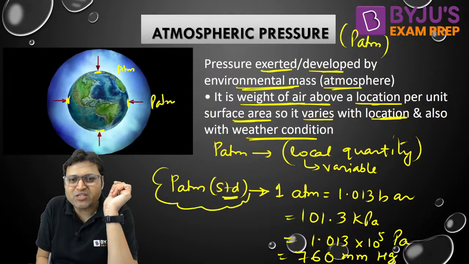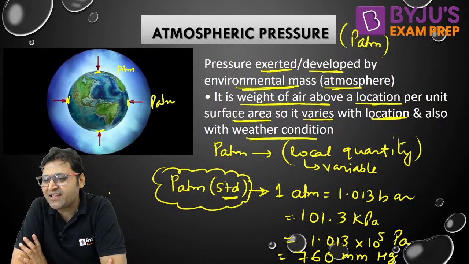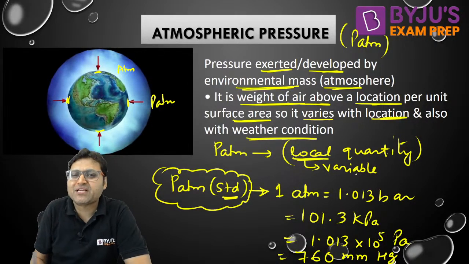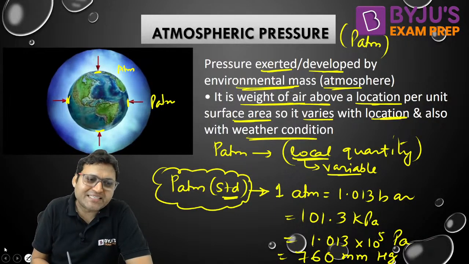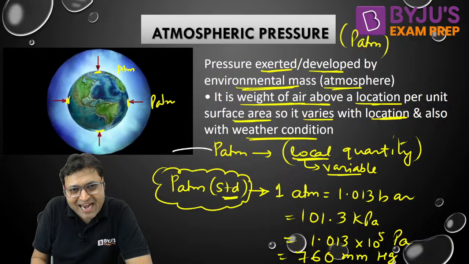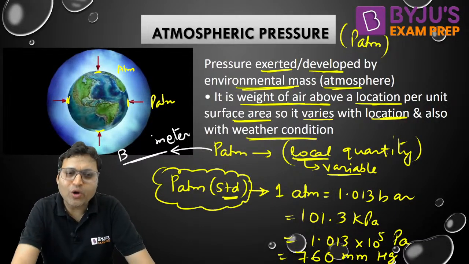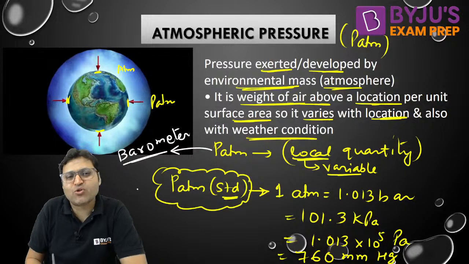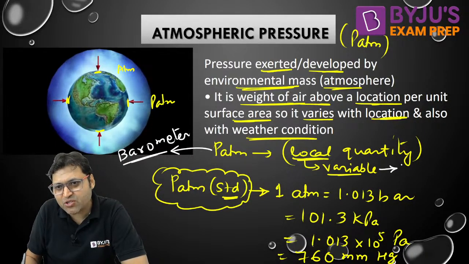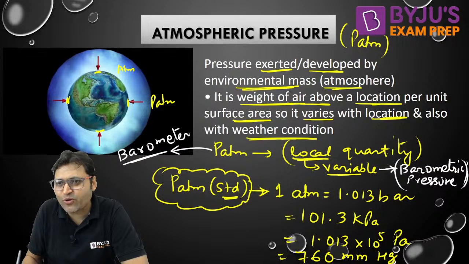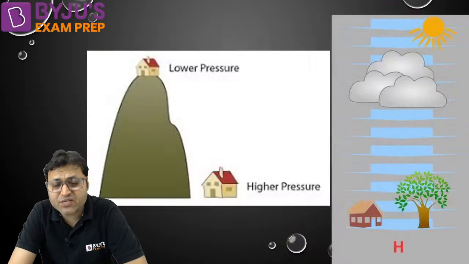That is the standard atmospheric pressure, but we are not interested in the standard atmospheric pressure. We are always interested in the local or variable atmospheric pressure, which changes with the location and with the weather condition, and that is measured by an instrument called a barometer. The instrument called a barometer measures the local atmospheric pressure, which is also called barometric pressure. How does it change with location and weather condition?